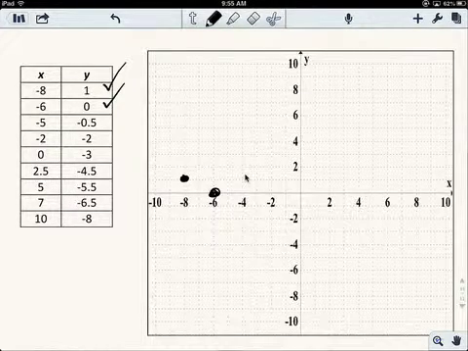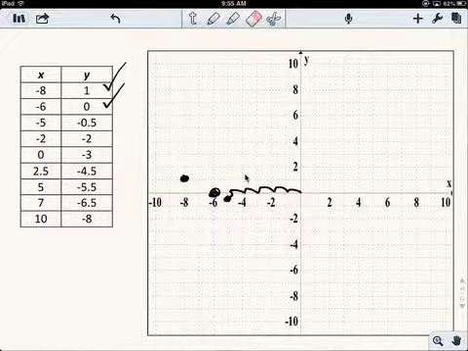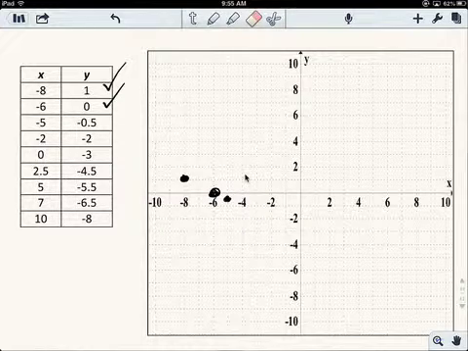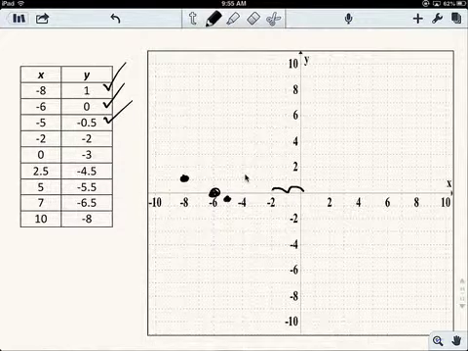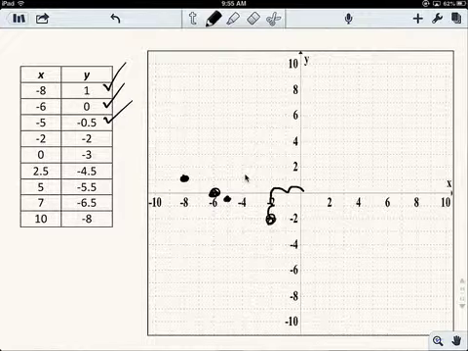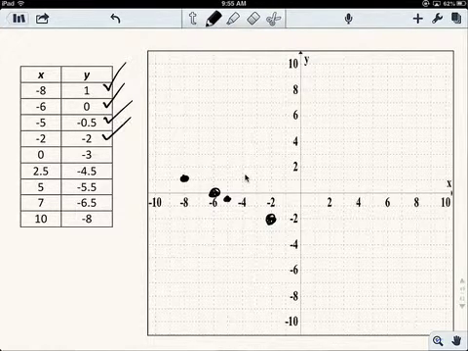Negative 5, negative 0.5, so I'm going to go left 1, 2, 3, 4, 5, and I'm going to go down 0.5, which is about a half. So there we go right there. Negative 2, comma 2, so that's left 2, 1, 2, then down 2, 1, 2. I'm seeing a pattern emerge again. It looks like they're all lining up. That means they are collinear.